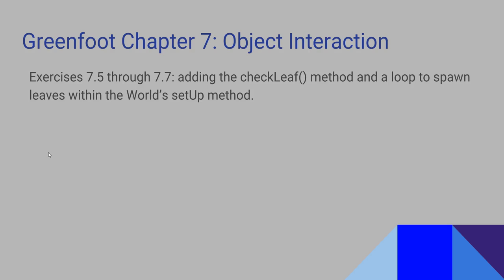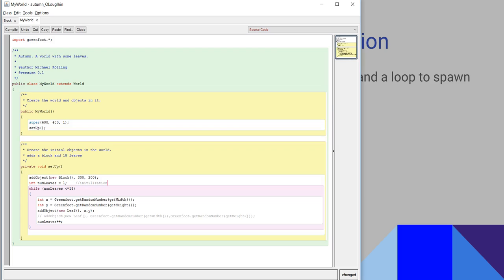In this video, I'm going to talk you through exercises 7.5 through 7.7. We're going to add the check leaf method to our block class, and we are going to use a loop to spawn leaves within the world's setup method. I have already written the code, and so we're going to go ahead and take a look at that.